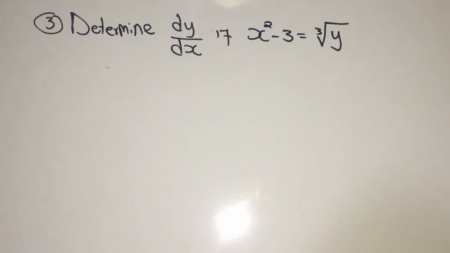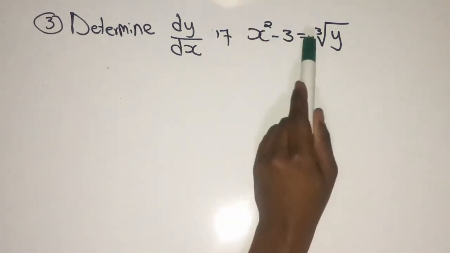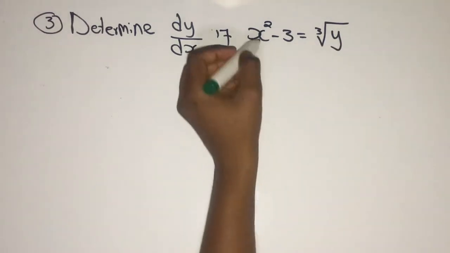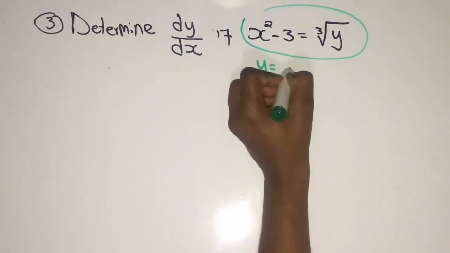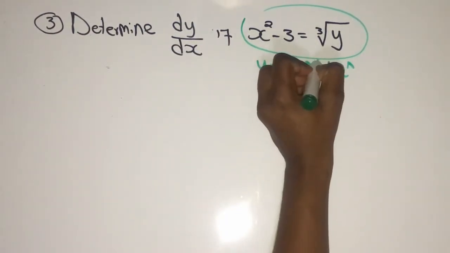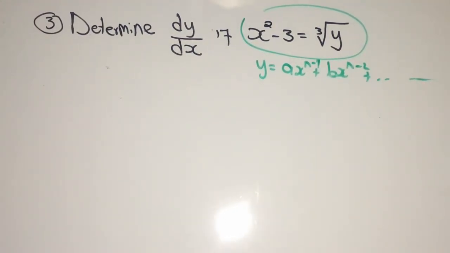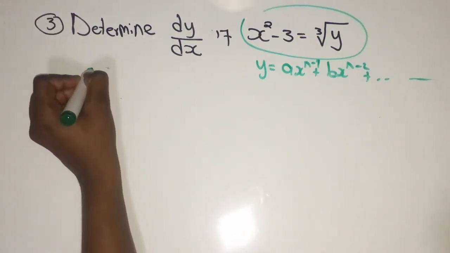Our next question: determine dy/dx, the derivative, if x squared minus 3 is equal to the cube root of y. The first thing we're going to do is express this equation as y equal to ax to the n plus bx to the n minus 1 and so on. Basically, we have to make y the subject of the formula.